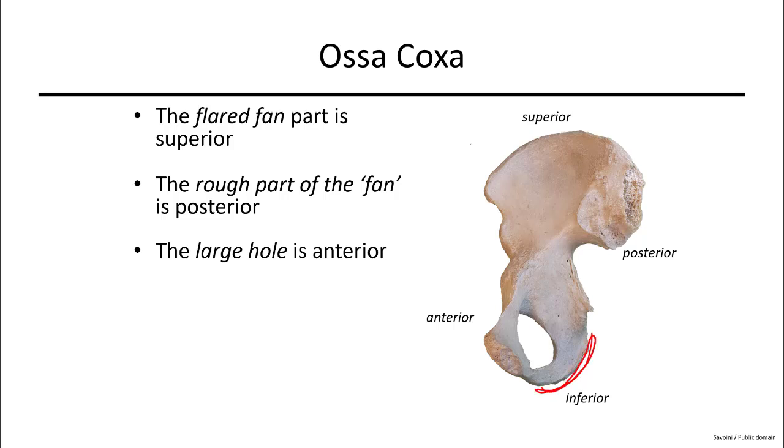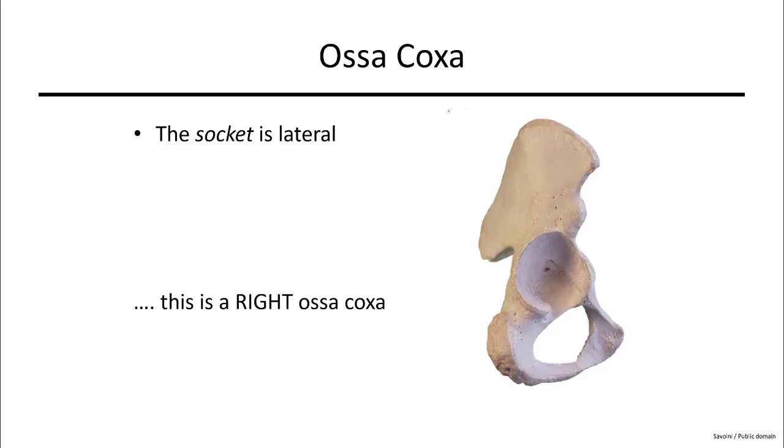So that's pointing inferiorly, and then this point here, as they come into this narrow medial area, this will be pointing towards the middle. And then the hole right here is going to be facing anterior. The socket, also known as the acetabulum, is lateral. So based on our view here, we can identify this as a right ossa coxa.